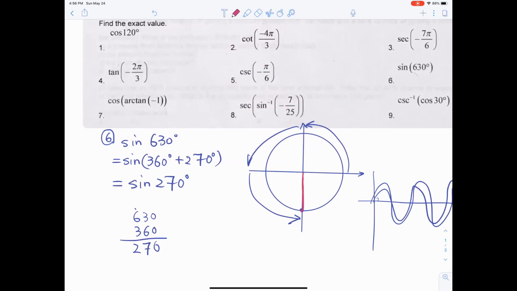And the coordinate is: the x value is 0, and the y value is negative 1. And sine is the y value. So it's negative 1. And that is the result. Okay? Are we good?